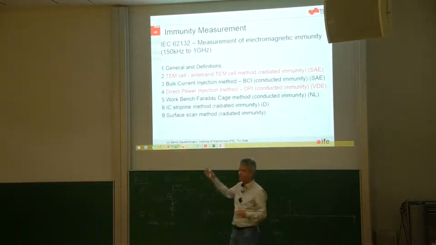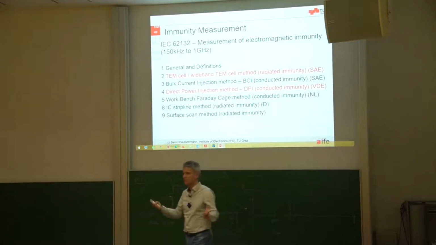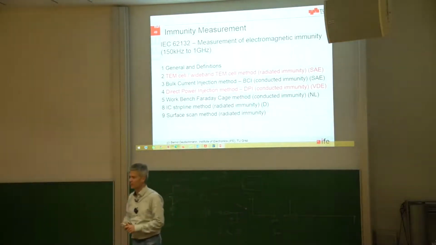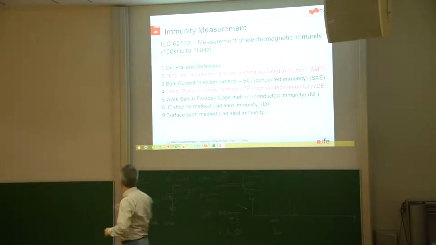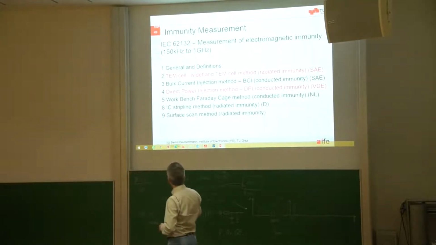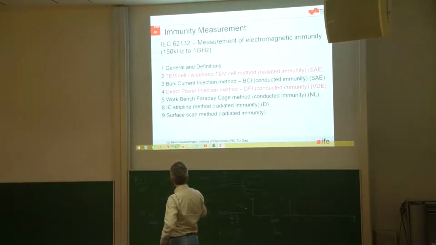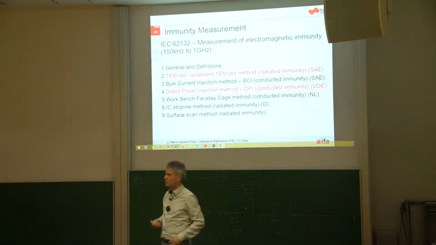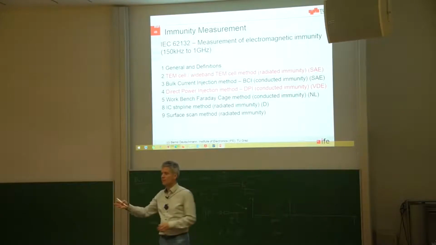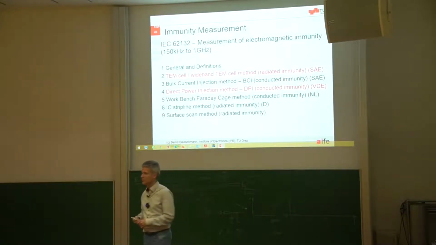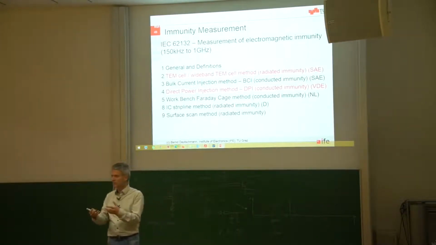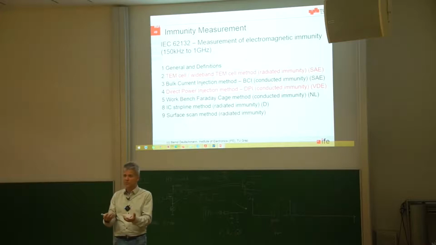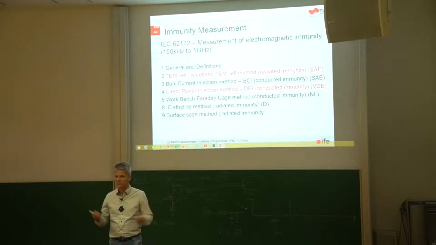And taking a look at that, you will see you are already familiar with quite a lot of measurement techniques, because we already talked about the TEM cell and the wideband GTEM cell. We can also use it the other way around to inject some RF interferences. We'll show it later. Generate some electric and magnetic fields inside of the TEM cell and try to interfere with the operation of our IC.